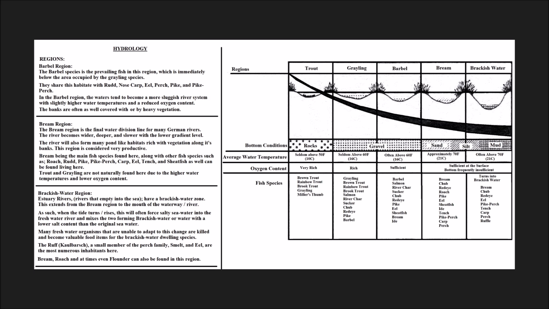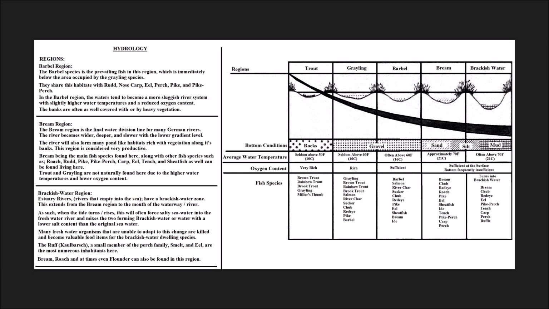Bream being the main fish species found here, along with other fish species such as roach, rudd, pike, pike perch, carp, eel, tench, and sheepfish as well can be found living here. Trout and grayling are not naturally found here due to the higher water temperatures and lower oxygen content. Brackish water region.